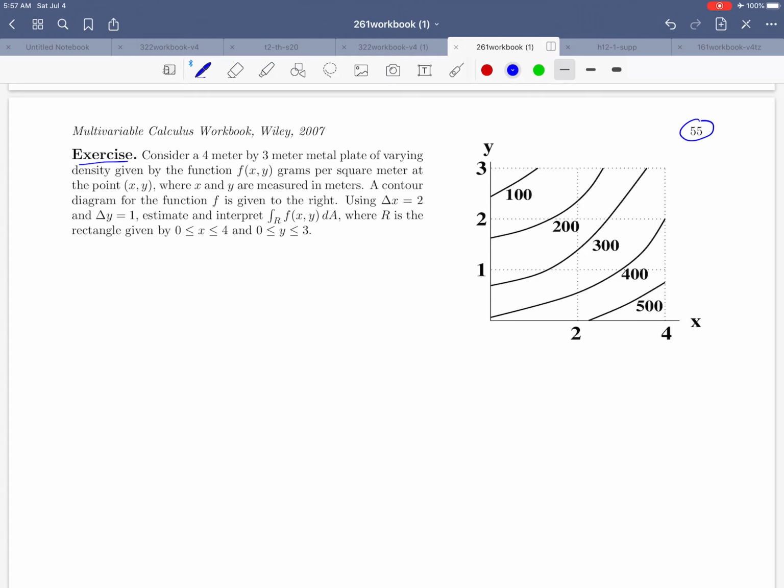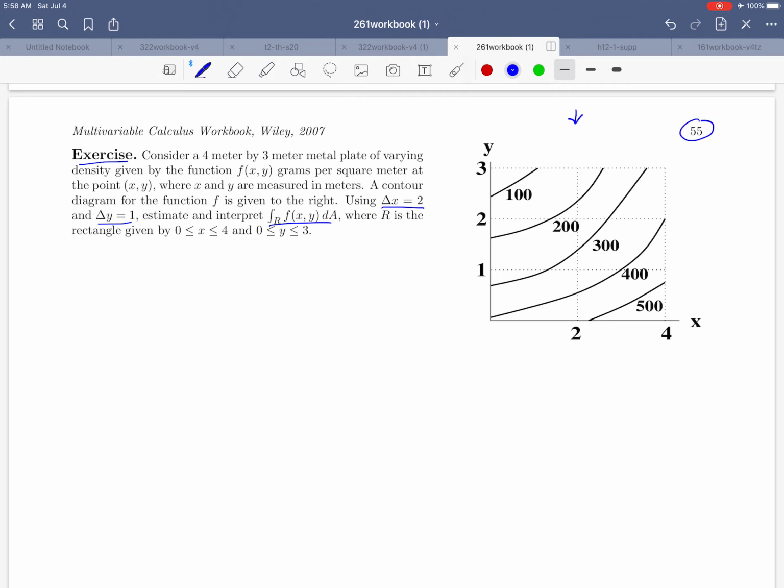So we've got a 4 meter by 3 meter metal plate of varying density. It's given by a function f of xy grams per square meter. Okay, and we've got a contour diagram for the function shown over here to the right. And they'd like us to chop this plate into pieces of size 2 by 1 and use that to estimate and interpret the value of the integral.